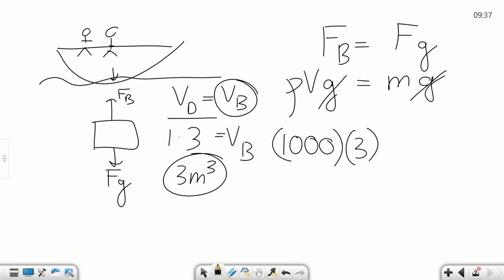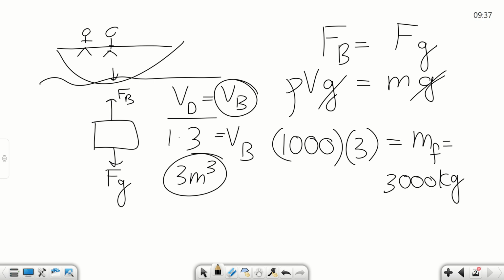Okay, that would be the total amount of water, so the boat would be underwater and displacing all that water. And so this mass of fluid, because that's technically what I'm solving for here, is going to be 3,000 kilograms. Okay, so I need to displace 3,000 kilograms of fluid, so I need 3,000 kilograms of object.